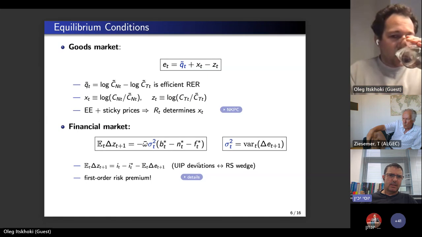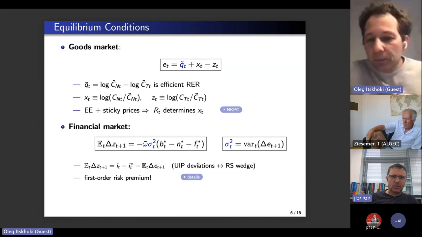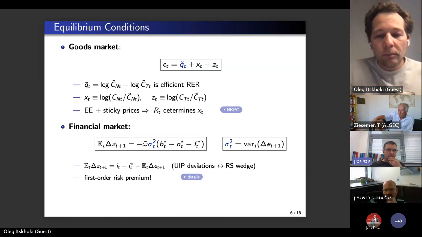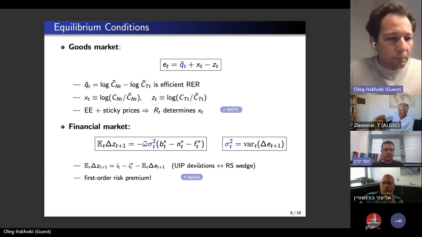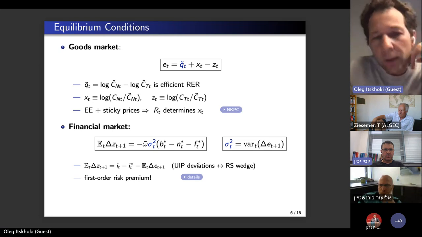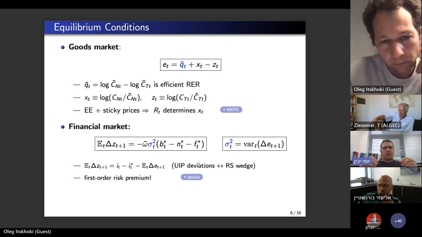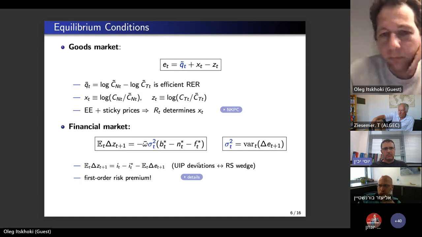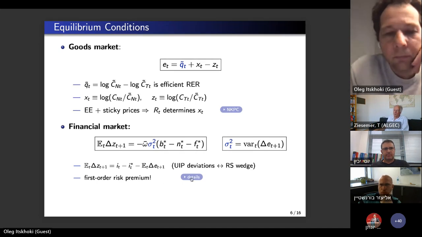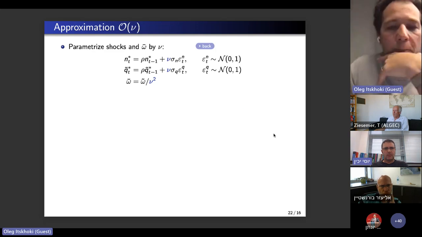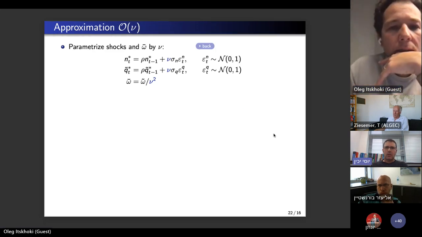Yeah, can I? Ali's question. So this constraint, basically the UIP or this risk sharing condition, it's a technical question. Since you basically solve a linear quadratic problem, the coefficient omega times sigma squared is a zero order variable. Yes, correct. So it's basically constant.